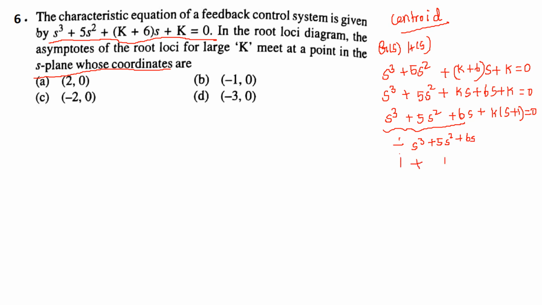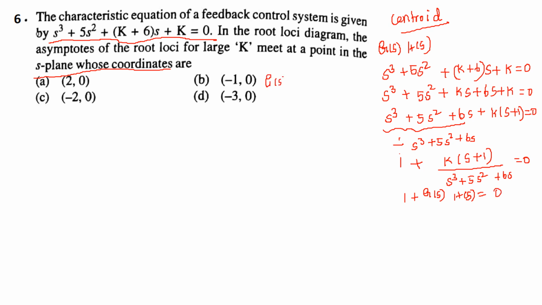1 plus K into (s plus 1), the whole divided by s cubed plus 5s squared plus 6s, equal to 0. So 1 plus... what is the characteristic equation? 1 plus G of s into H of s equal to 0. So here, what is G of s into H of s now?